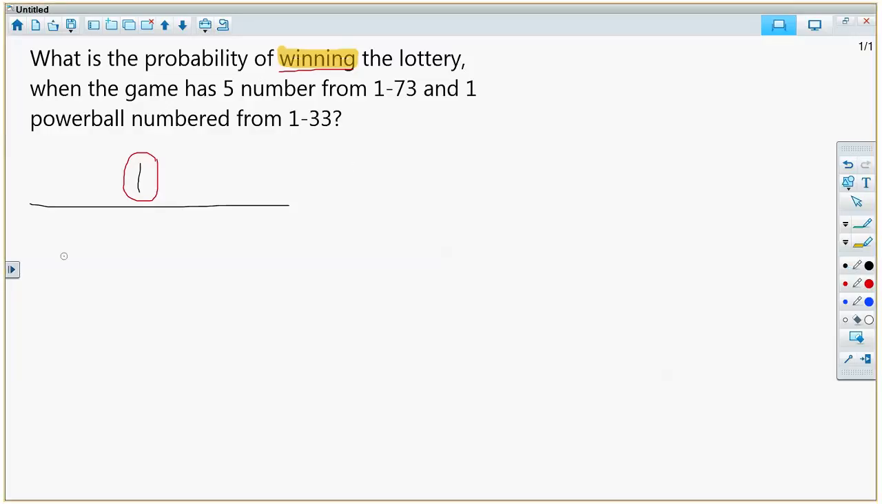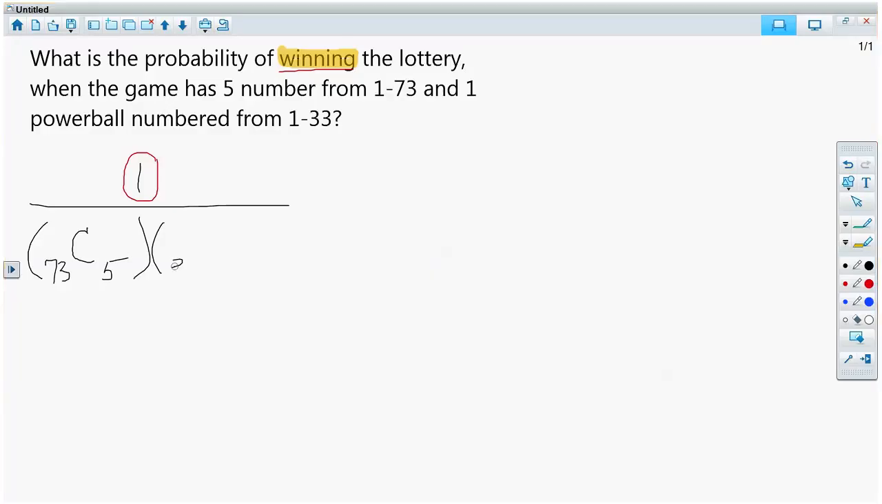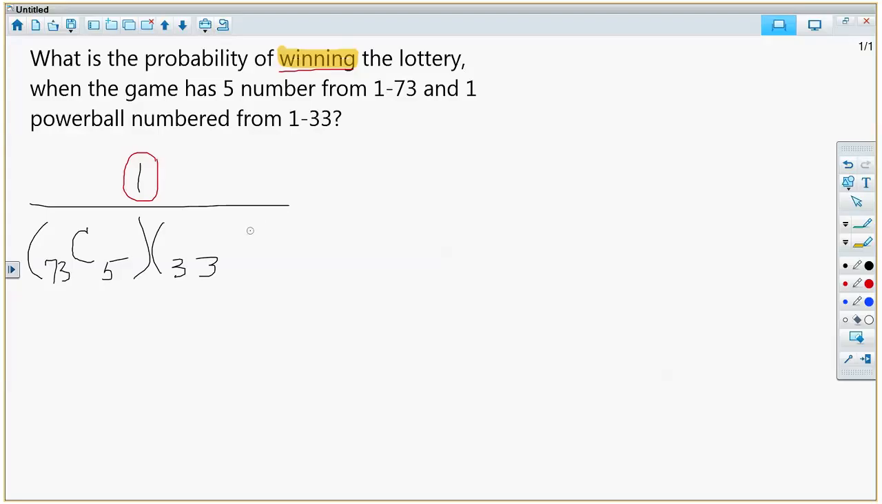Okay, so we know it's a combination. And what's the first combination? 73 and 5, good. And this is multiplication down here. And the second one is what? 33. Combination of 1. And that is your probability.